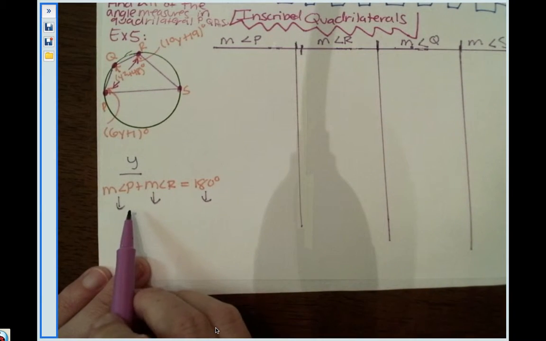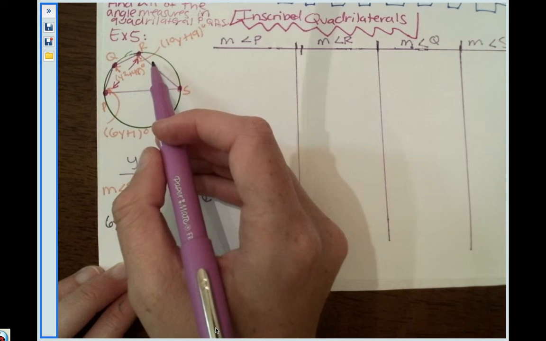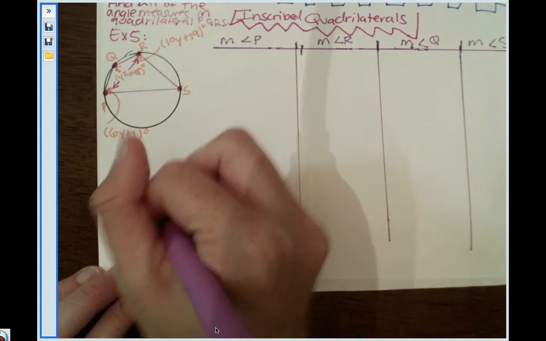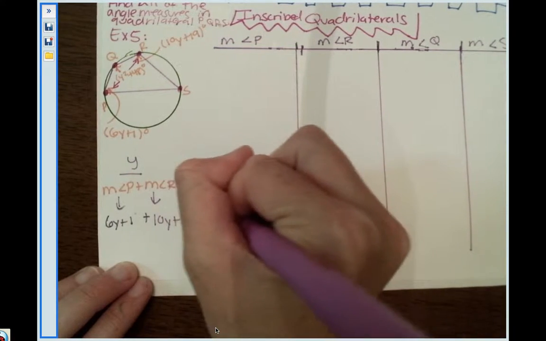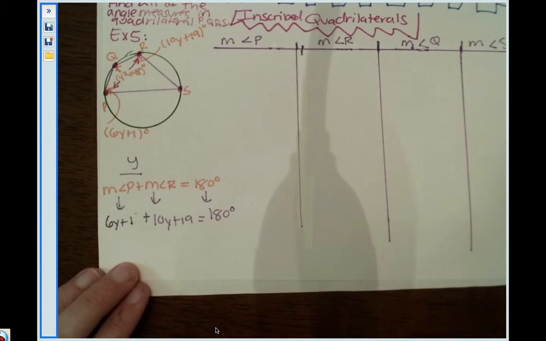Alright, so what is the measure of angle P? The measure of angle P is 6y plus 1. The measure of angle R is 10y plus 19. Equals 180. Alright, let's solve this for y.